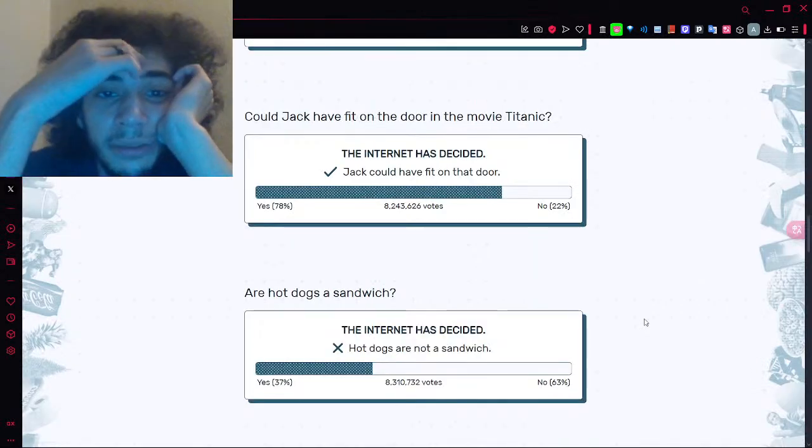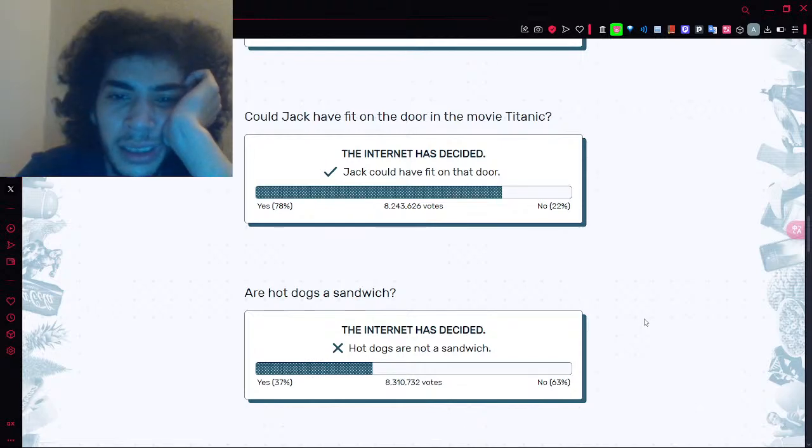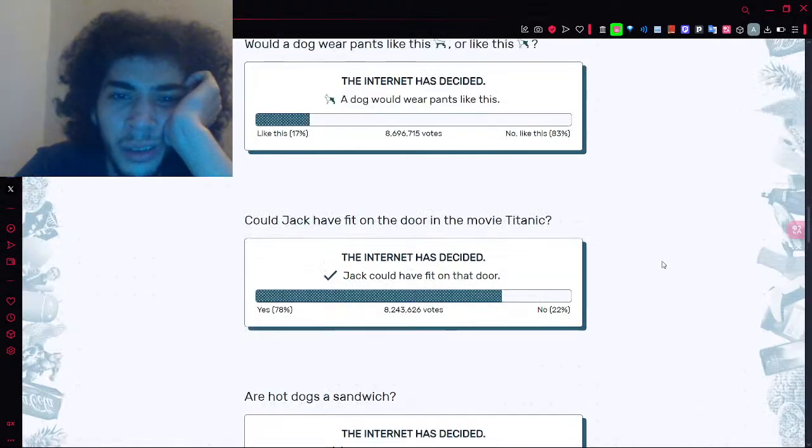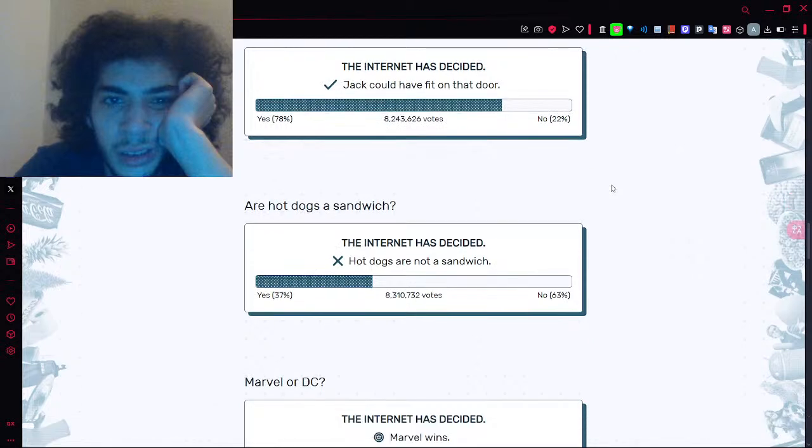Could Jack have fit on the door in the movie Titanic? Yeah, Jack could have walked through the door. Or is it supposed to block the door? It's supposed to block the door, and like this, it's supposed to block the door too.